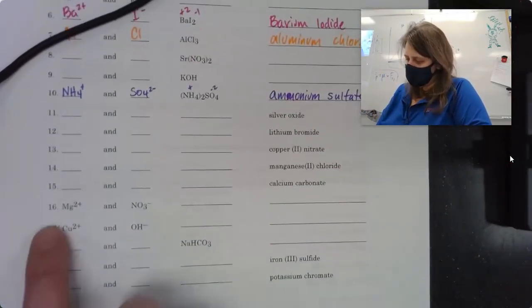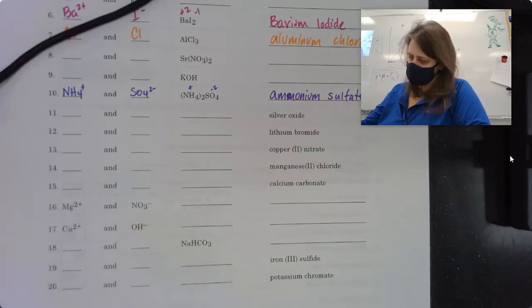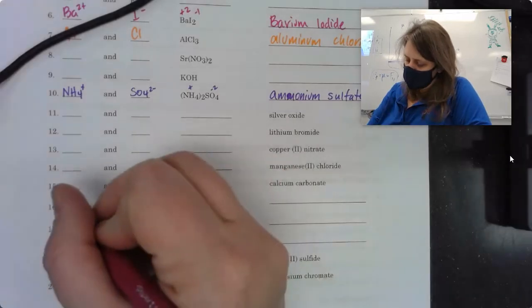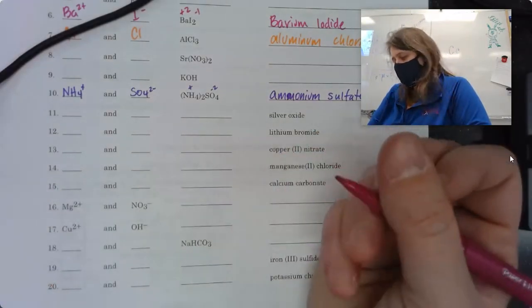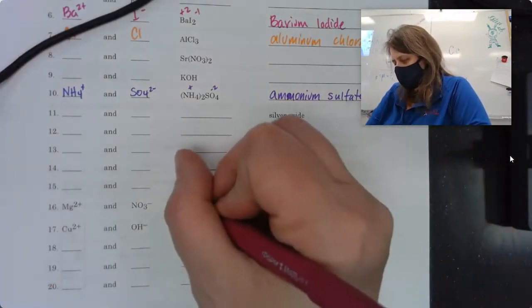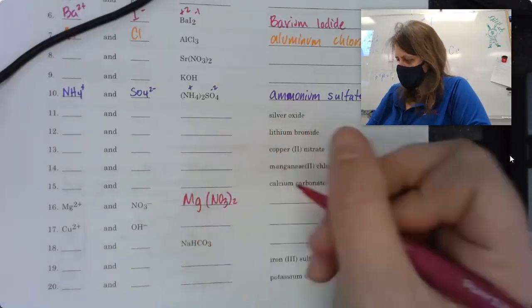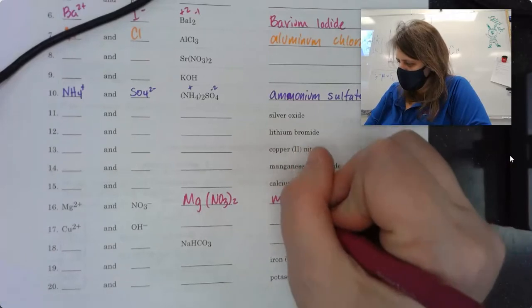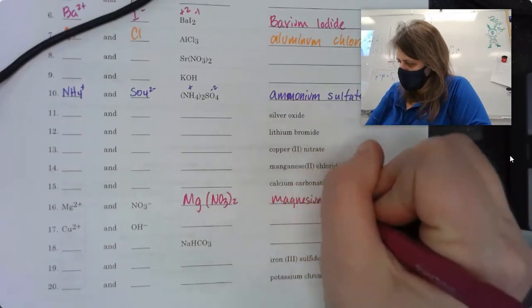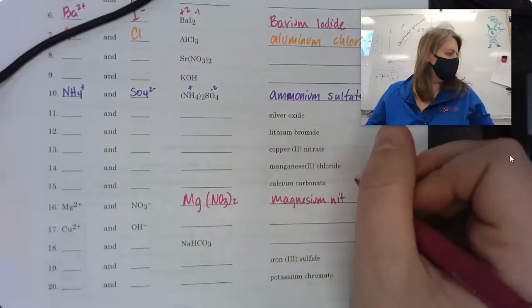Let's see, if we go farther down, here we've got magnesium and nitrate. Magnesium's got a 2+ charge, nitrate is -1. So we're going to need 2 nitrates for every magnesium. So I think it's nitrate.